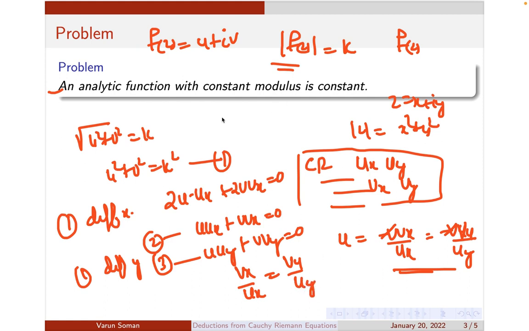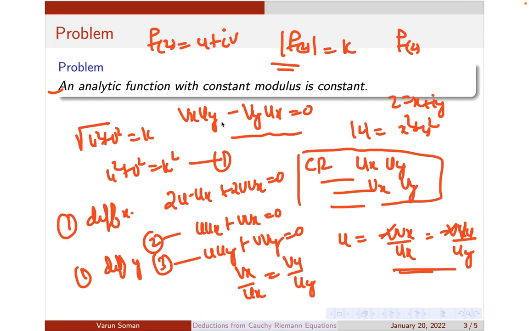Or in other words, please write with me, only then you will understand. You have vx uy minus vy ux is equal to 0. vx uy minus vy ux is equal to 0. Okay, I hope it is clear.